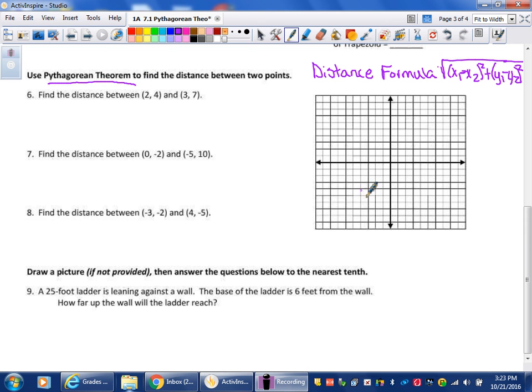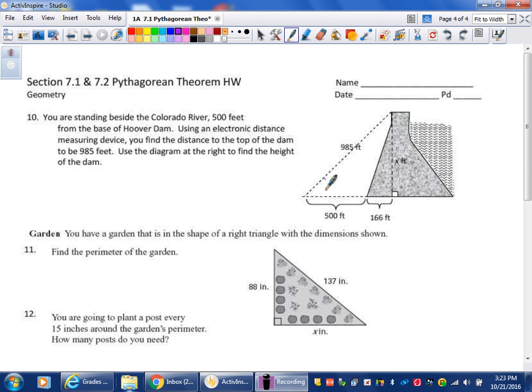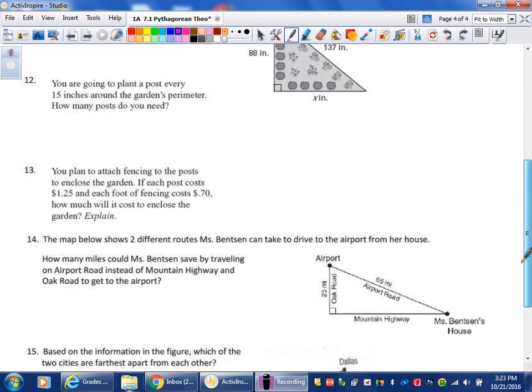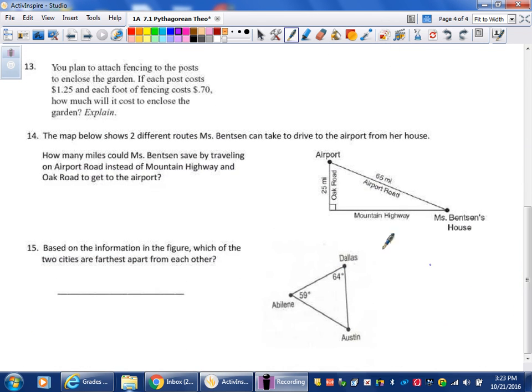Okay? For 9, draw a picture if they don't provide one, then answer the questions below to the nearest tenth. And that continues on to the back to number 10, number 11, 12, 13, 14, 15. Okay? So please remember to use your Pythagorean theorem, which you should already know, and work on the rest of the assignment for the rest of the class period.